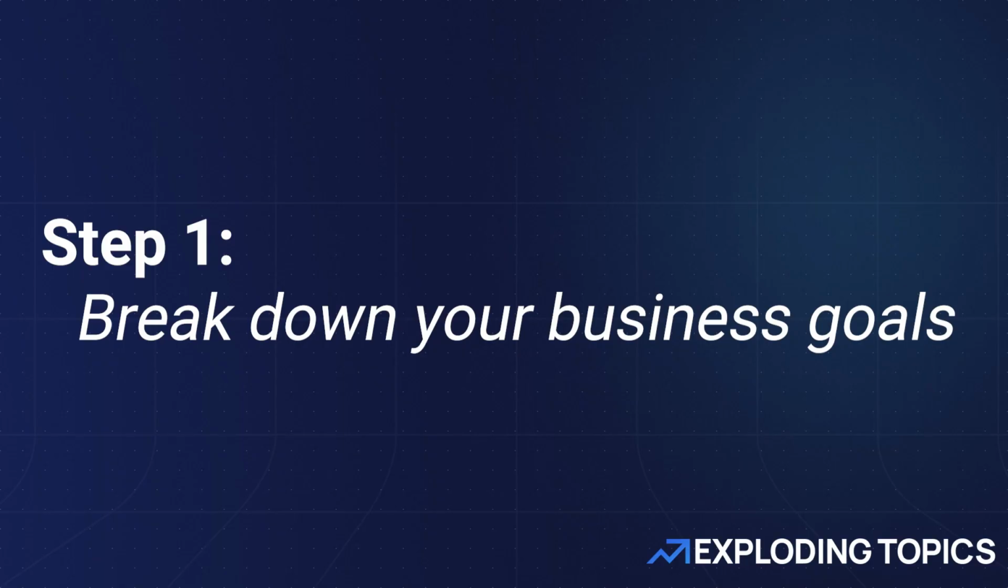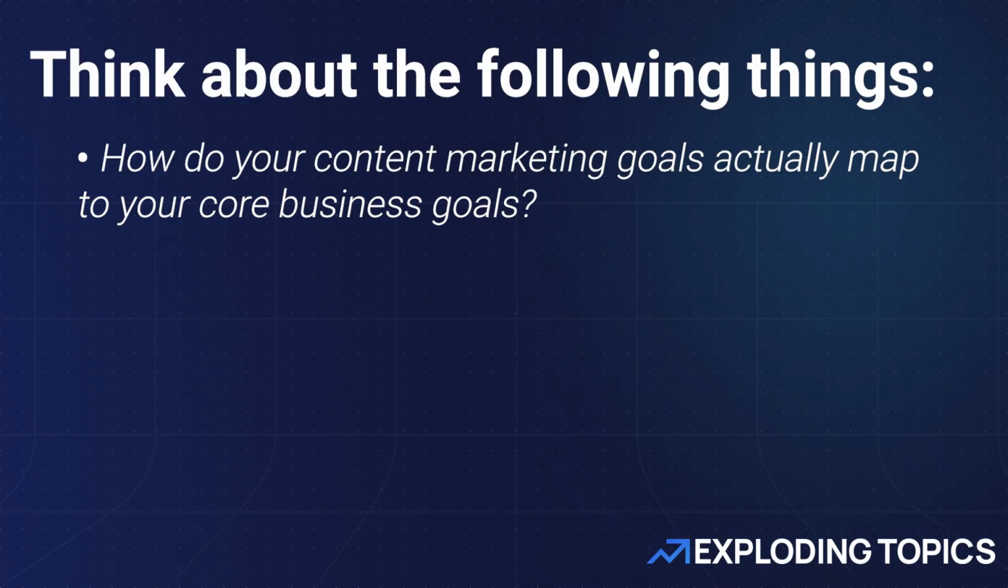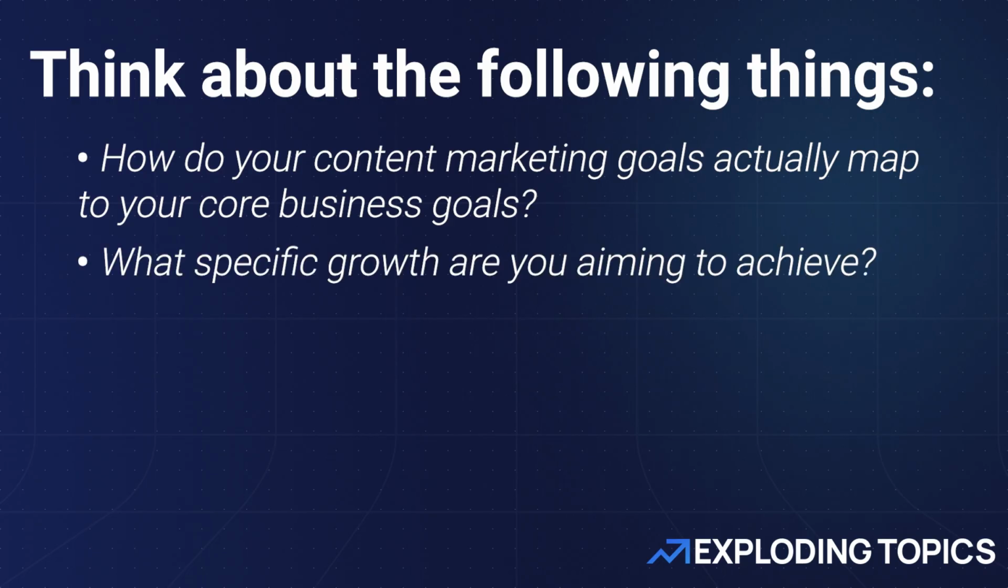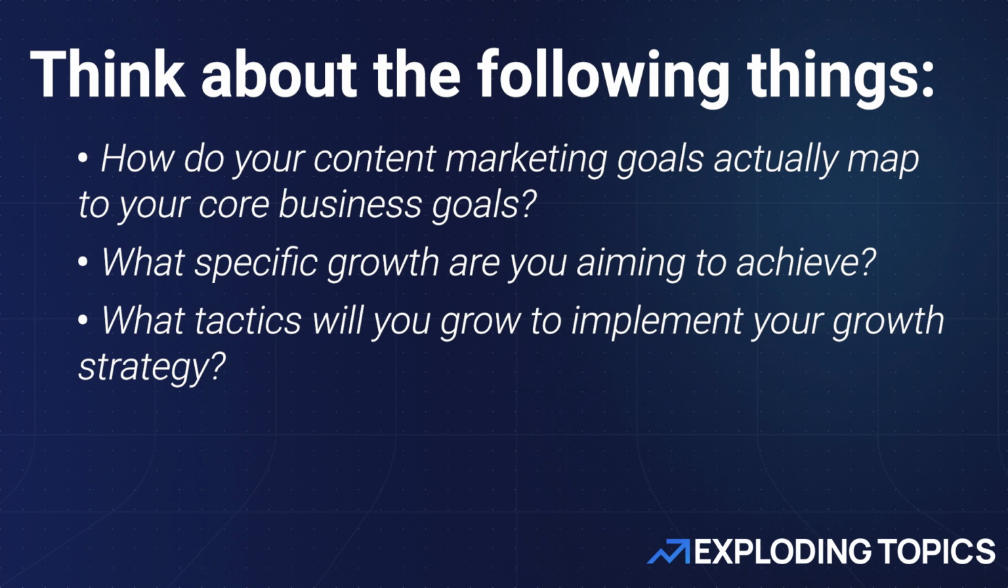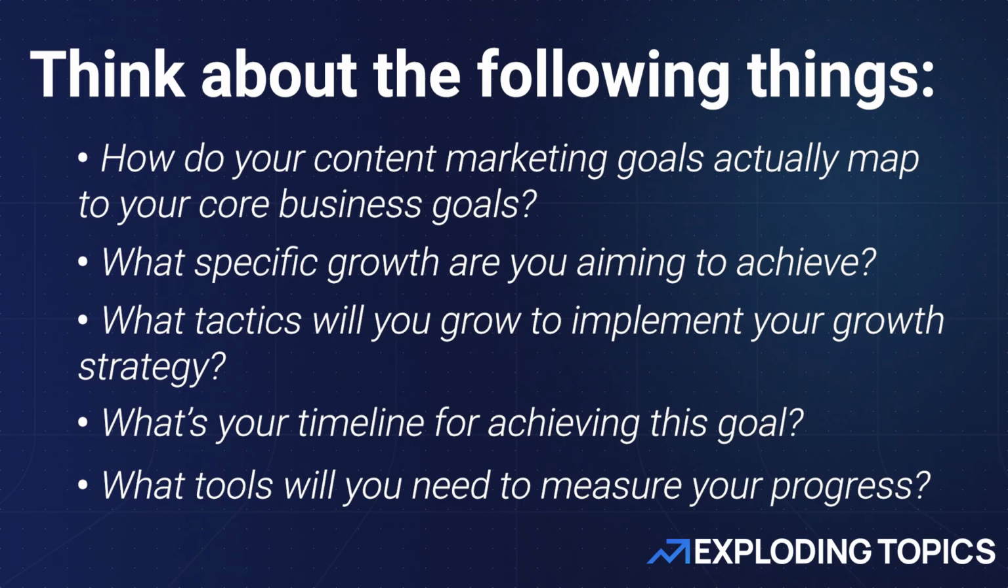Step 1. Break down your business goals. Figure out exactly what you're trying to achieve. And I mean specific business goals, not vague stuff like get more traffic. When trying to figure this out, ask yourself, how do your content marketing goals actually map to your core business goals? What specific growth are you aiming to achieve? What tactics will you use to implement your growth strategy? What's your timeline for achieving this goal? And what tools will you need to measure your progress?